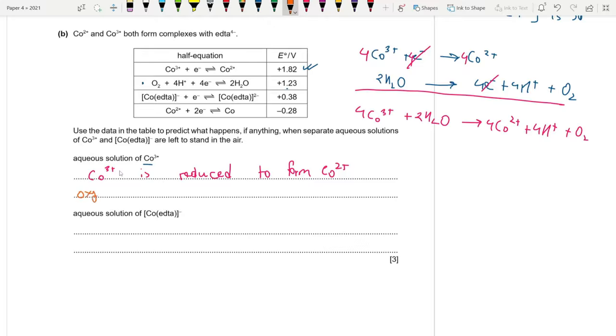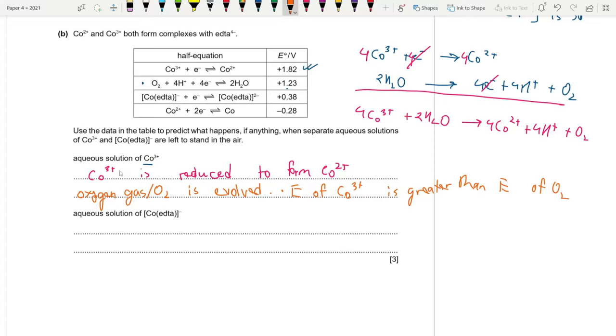So oxygen gas, or O2, is evolved. Why is this? Because the reduction potential of cobalt 3 plus is greater than the reduction potential of oxygen. So these are three separate points, by the way. Okay, 1, 2, 3. What about an aqueous solution of copper with EDTA?